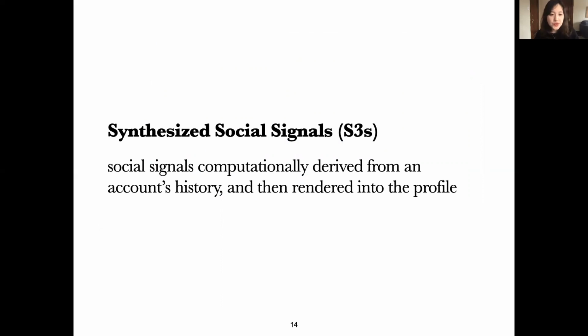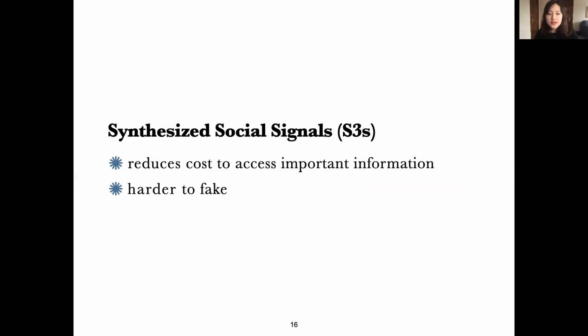S3s are social signals computationally derived from an account's history and then rendered into the profile. And while many works have focused on computationally modeling accounts, in this work, we also emphasize rendering those results into the profile so people can see them. And S3s have two major characteristics. First, they reduce cost to access important information. Again, as I've mentioned, because we're bringing those computation results to the profile page where people can see them, they become much more accessible.